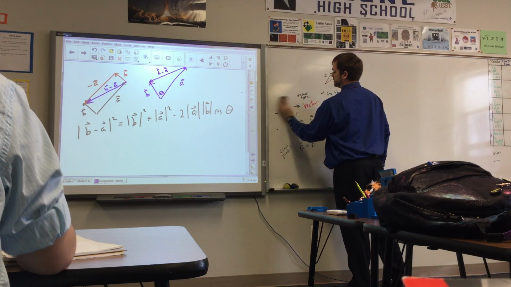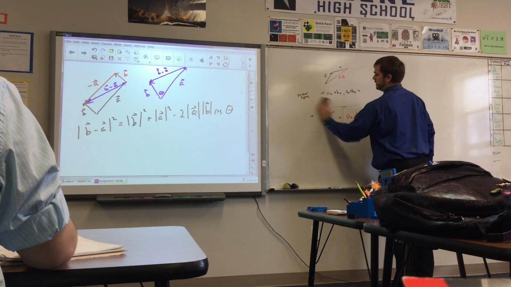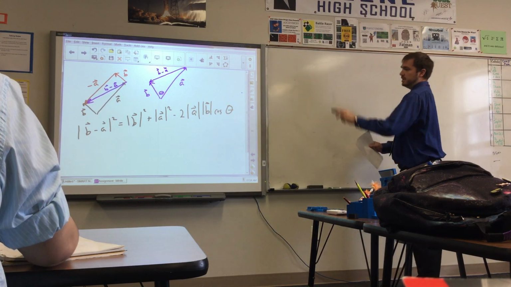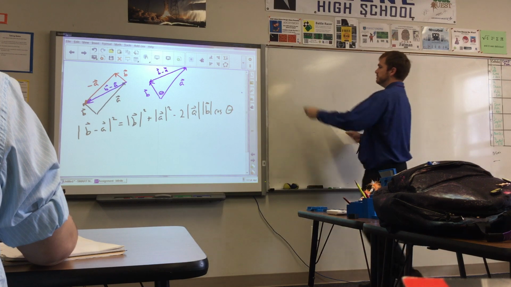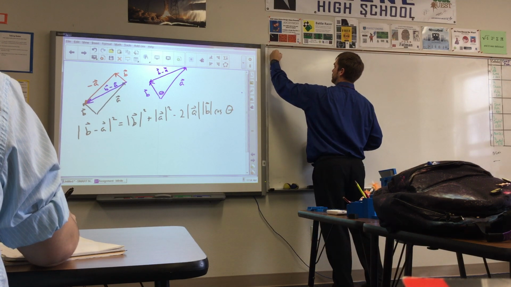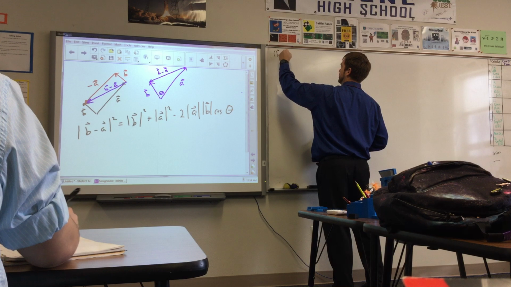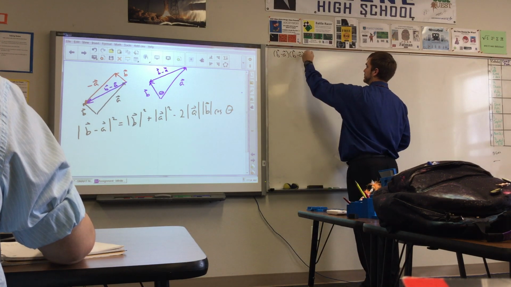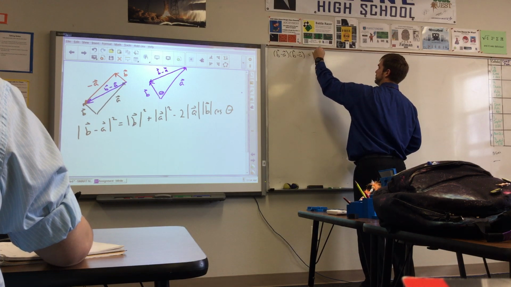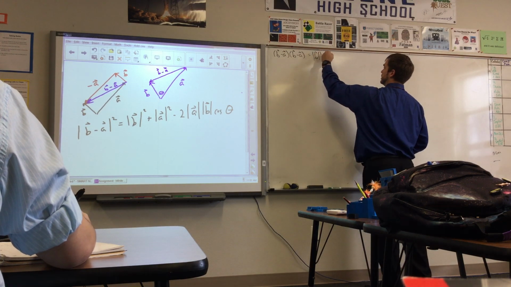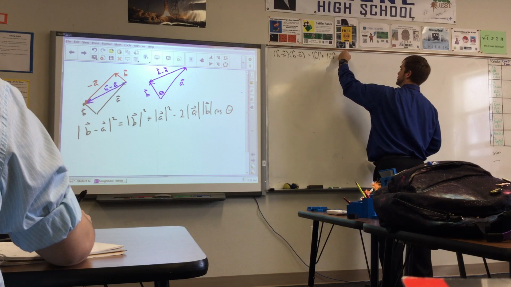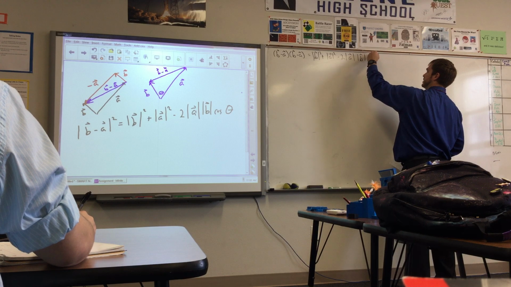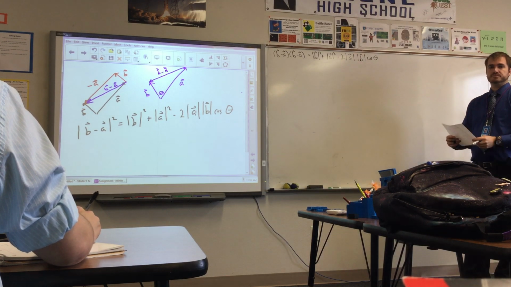So remember where we're going with all this. We're trying to find out what good is that dot product. Well, we have to take a few steps to figure that out. So b minus a squared means b minus a times b minus a. Leave the magnitude of b squared and magnitude of a squared alone, and leave all this other stuff aside: 2 times the magnitude of a, the magnitude of b, the cosine of the included angle.